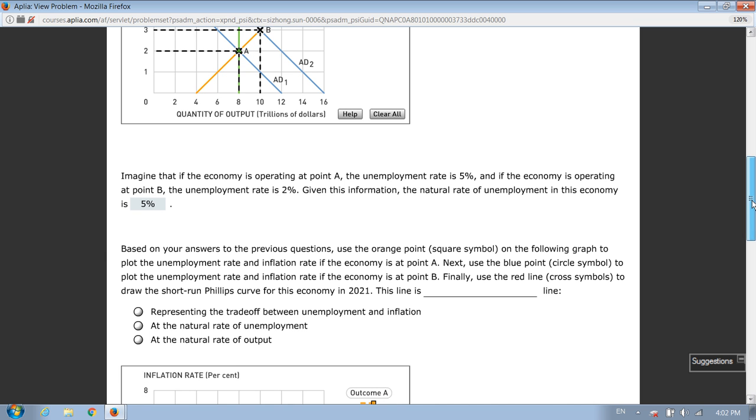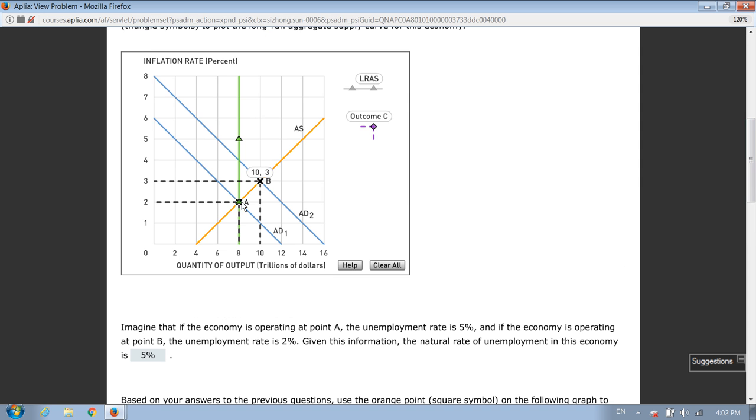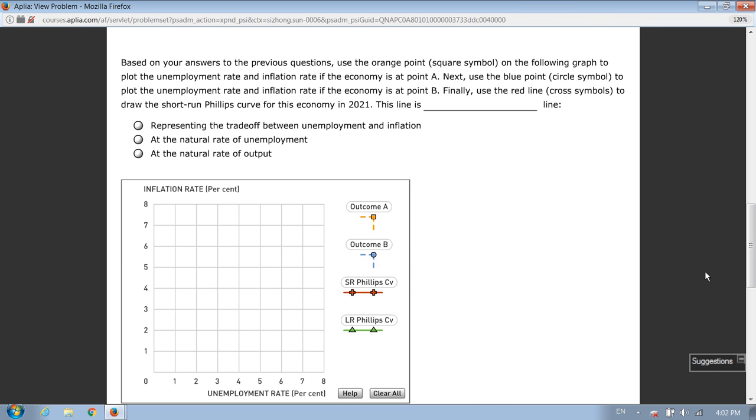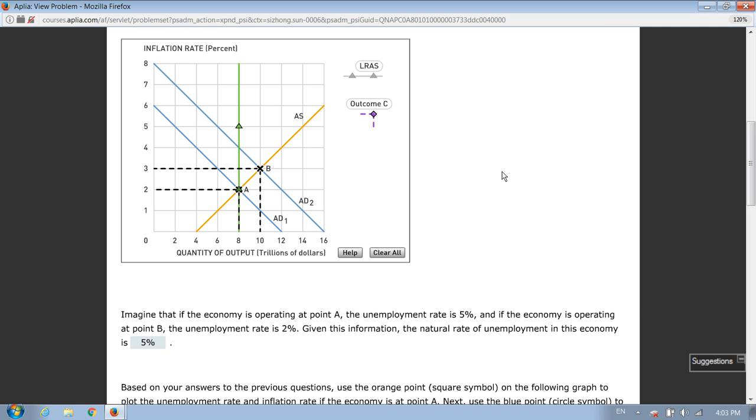Based on your answers to the previous questions, use the orange point on the following graph to plot the unemployment rate and inflation rate if the economy is at point A. If the economy is at point A, the inflation rate is 2% and the unemployment rate is 5%, so it's 2, 5. Next, use the blue point to plot the unemployment rate and inflation rate if the economy is at B. At B, the inflation rate is 3% and the unemployment rate is 2%. So 3, 2.